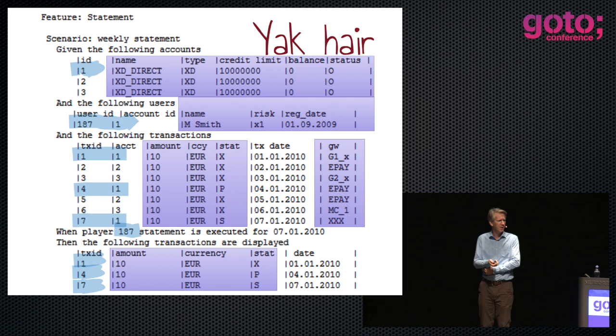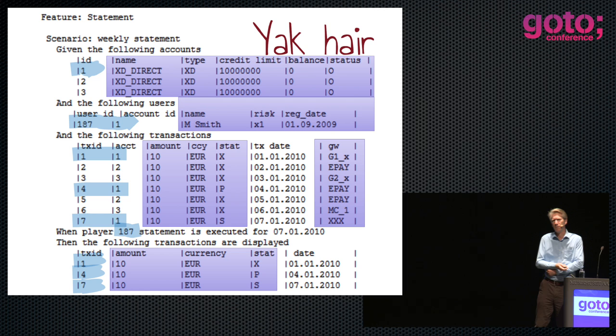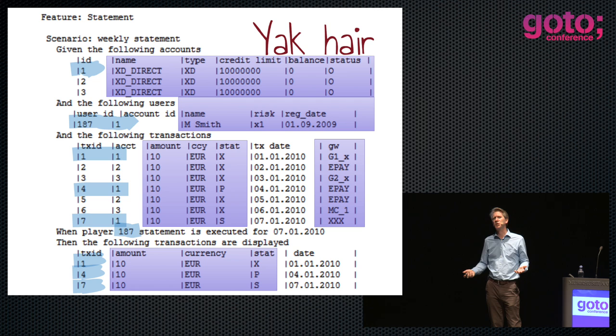We've got very brief descriptions here. The feature is called statement, and the scenario is called weekly statement. We have no other explanation of what the business rules are. So we need to almost reverse engineer those out of this test. So what have we got?